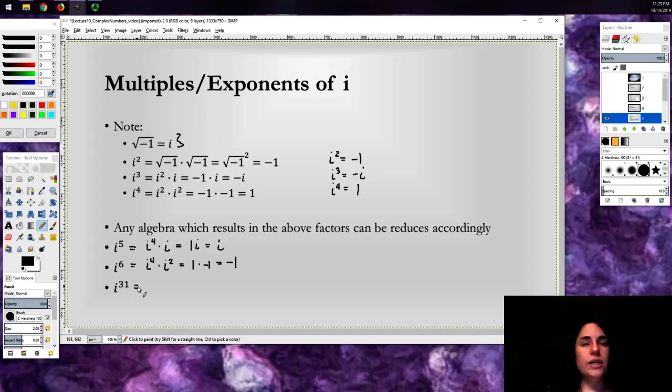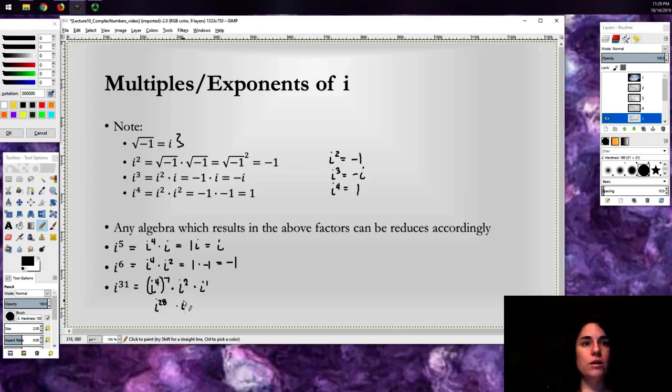If I looked at i to the 31st, I could write it out like this. I'm going to divide 31 by 4 and I get 7, right? So I can have i to the 4th 7 times. Remember, that's i to the 28th power. After that, I still need to go up 3, so I'm going to have i squared and i to the 1st power.